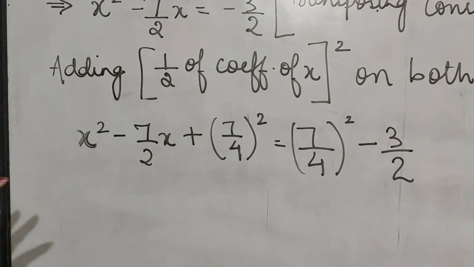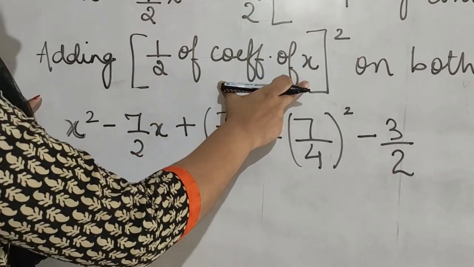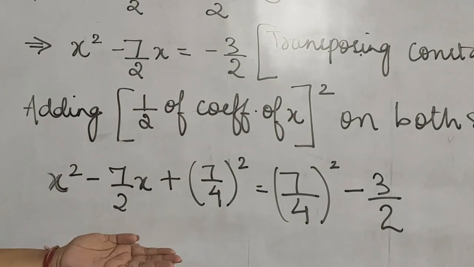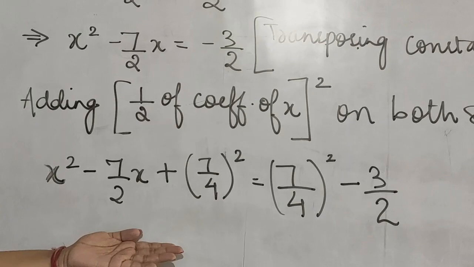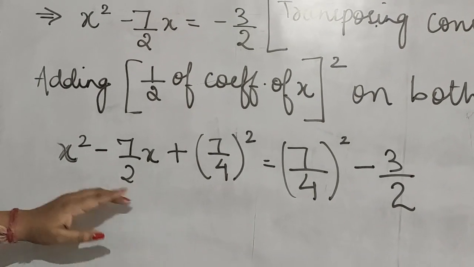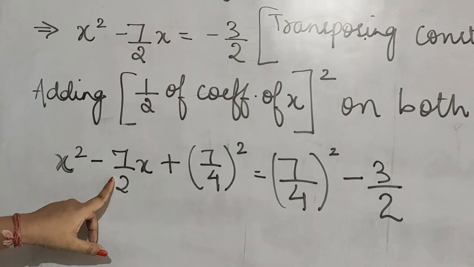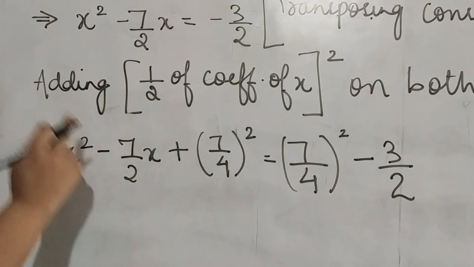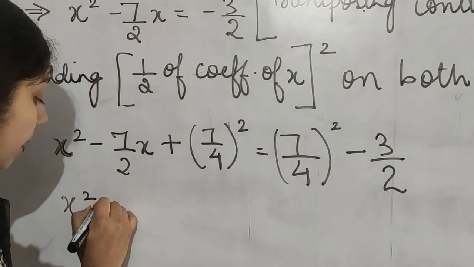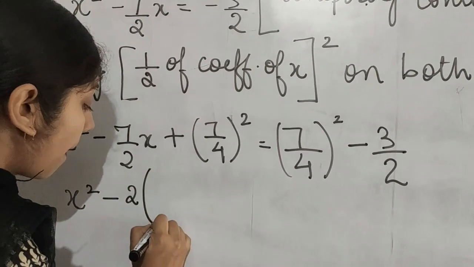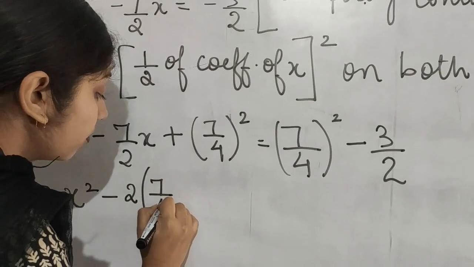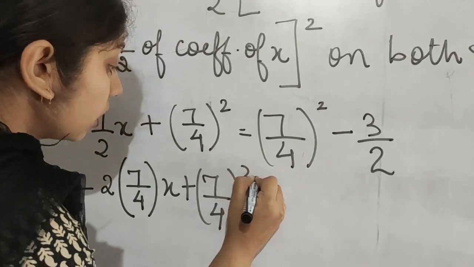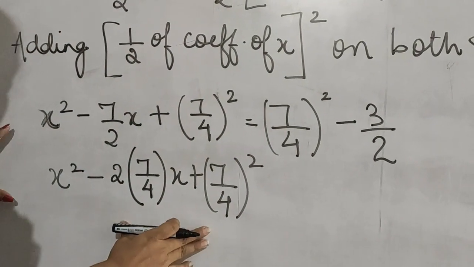Now children, you can see over here I have added half of the coefficient of x whole square on both the sides. Now if you see children, we can turn this into the formula of (a minus b) whole square, but for that we have to rectify our middle term, the coefficient of x. So this 7 by 2 I can write as x square minus 2 multiplied by 7 by 4 x plus 7 upon 4 whole square.